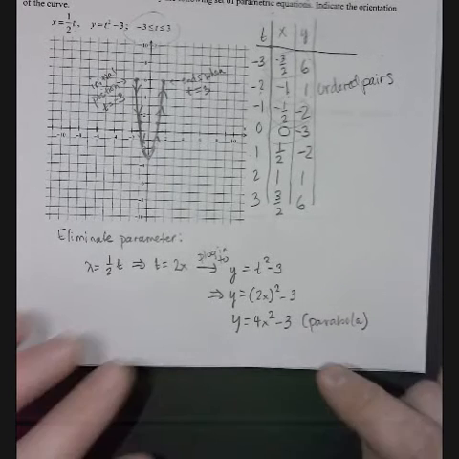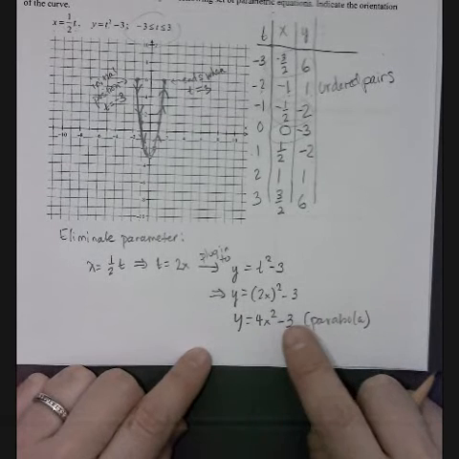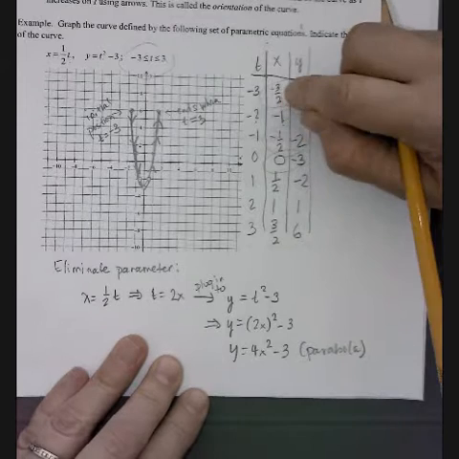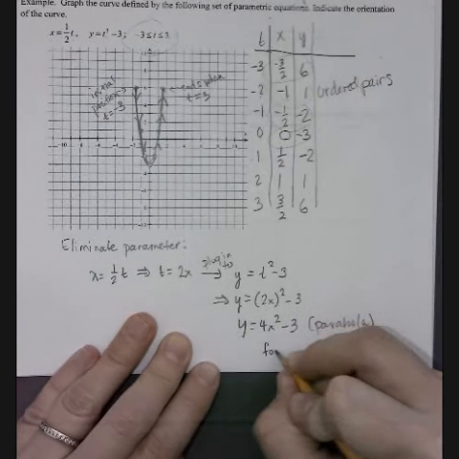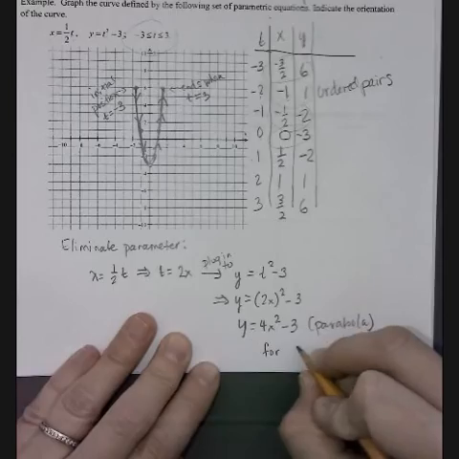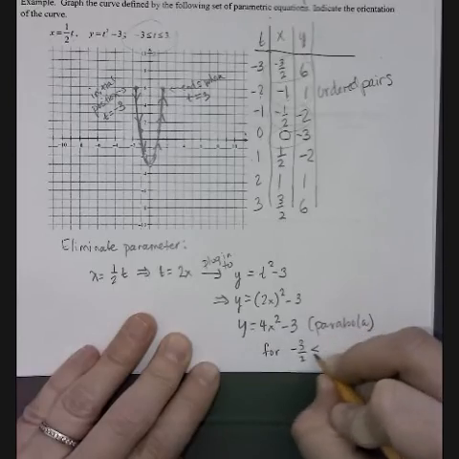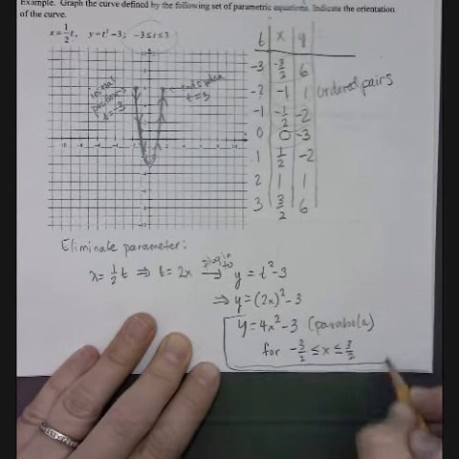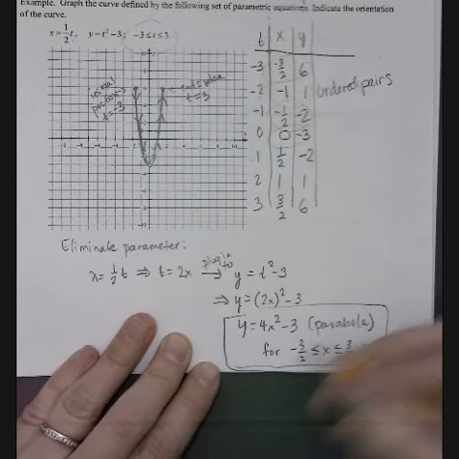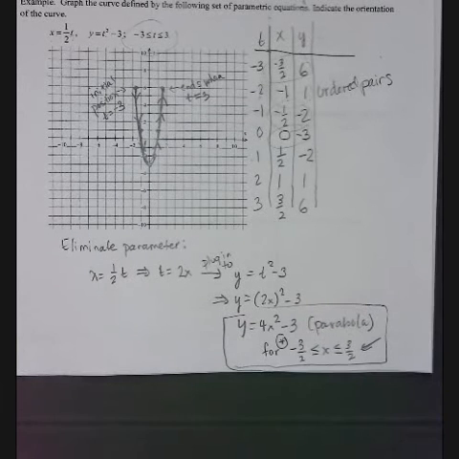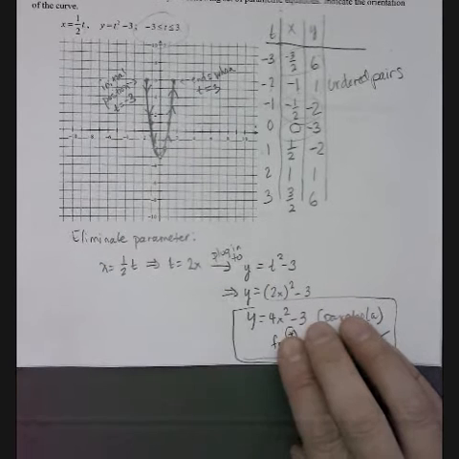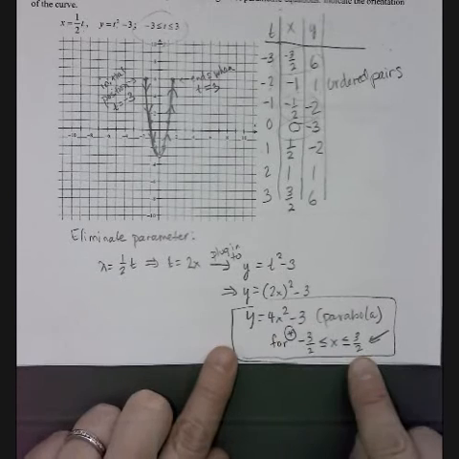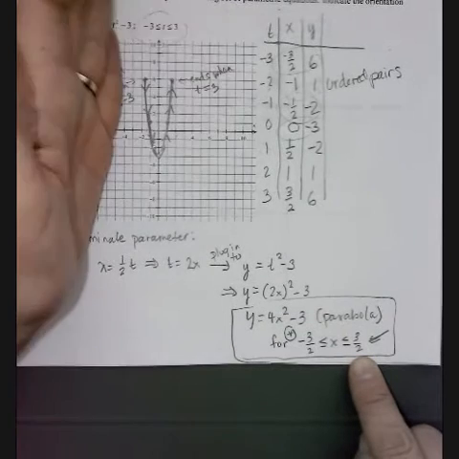Now, we didn't actually graph this whole entire parabola. We only graphed this parabola for x. The values of x go from negative 3/2 to 3/2. So this is for negative 3/2 less than or equal to x less than or equal to 3/2. So if you're asked to eliminate the parameter, you should include any restrictions. Otherwise, if you just say that this is equivalent to y equals 4x squared minus 3, that is not true. It's y equals 4x squared minus 3 for x between negative 3/2 and 3/2. There's a cutoff. This doesn't go on forever.